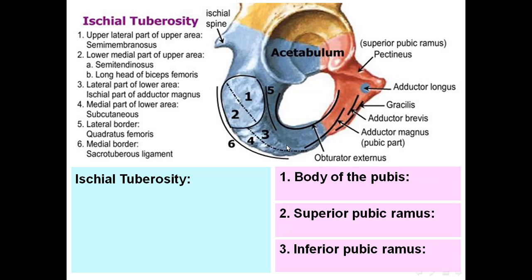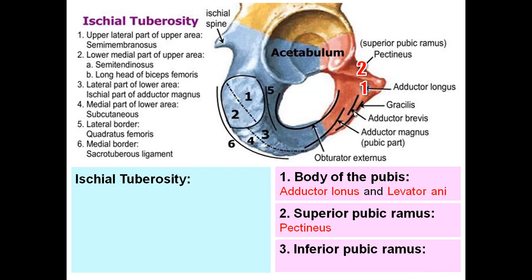Then the ischial tuberosity. The ischial tuberosity is divided into an upper quadrangular area and a lower triangular area, and each area is divided into two parts. The upper quadrangular area is divided into upper lateral and lower medial. Okay, start with the pubis. This is the body of the pubis. The body of the pubis gives attachment to two muscles: adductor longus from the outer surface and levator ani from the pelvic surface. This is the body. Superior pubic ramus: pectineus muscle.